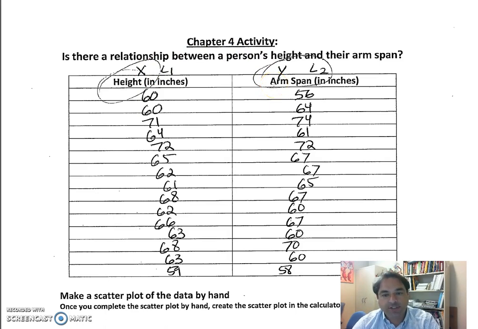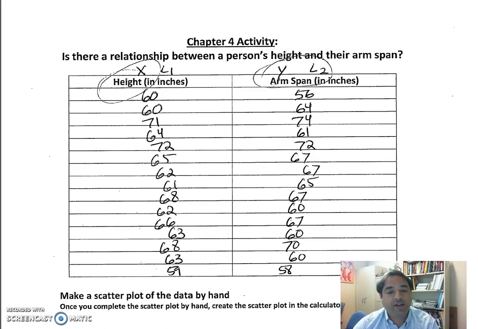Before we touch the calculator, before we do anything, we determined that height is our explanatory variable, x. Put that in list 1. Arm span is y, put that in list 2. Again, input is height, output is arm span. Remember that because we want to make sure we know what everything means.